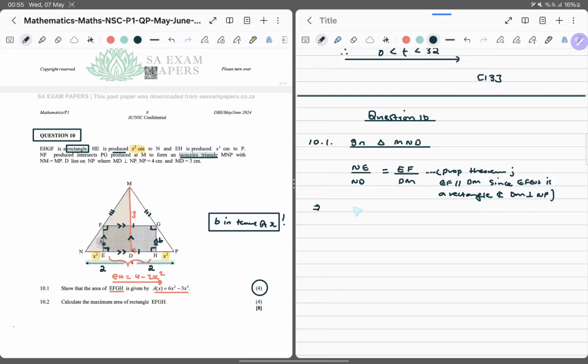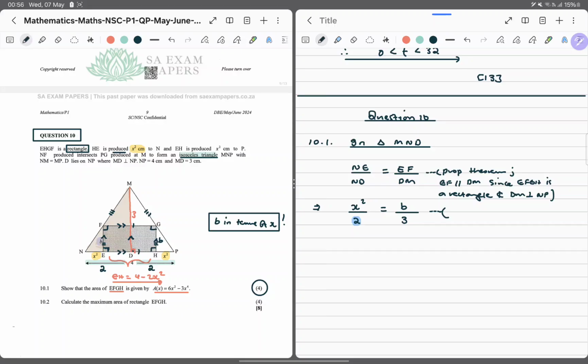So NE is already given. It's x squared divided by ND. We said it's going to be 2. Now we need to justify where this 2 comes from. This is equal to EF is b as given. DM was 3 again as given. But we may want to furnish a reason for why we chose ND to be 2. So why is that? So now we're going to say something as well.